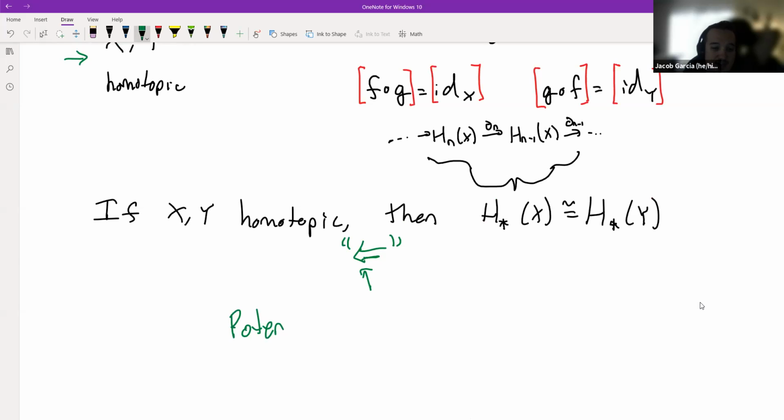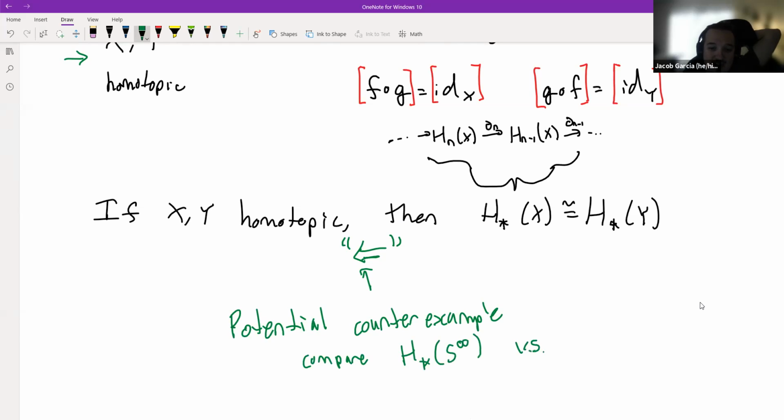So a potential counterexample would be to compare H star of S infinity versus H star of a singleton. But that would require being able to define an S infinity in the correct way. And that's why this is a potential counterexample instead of an actual counterexample. Yeah, because this space might not exist.